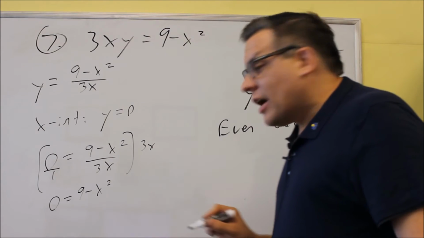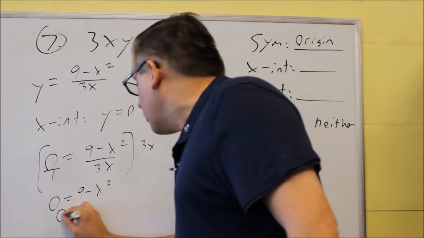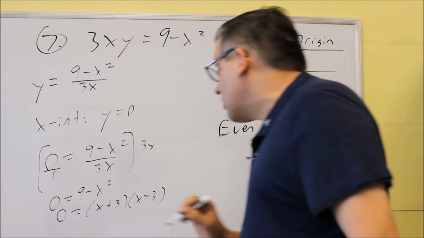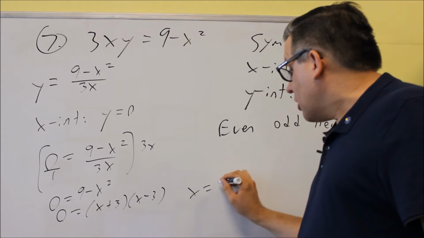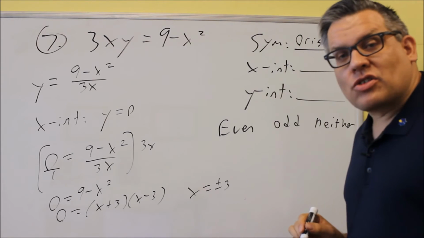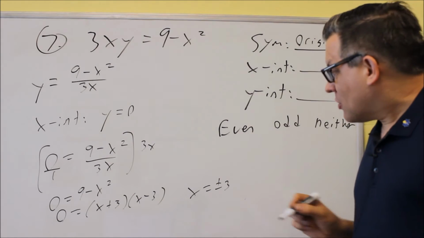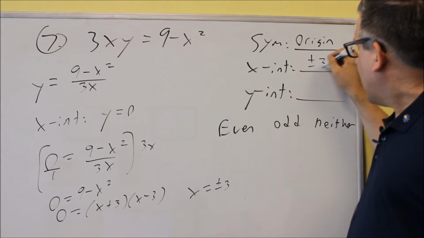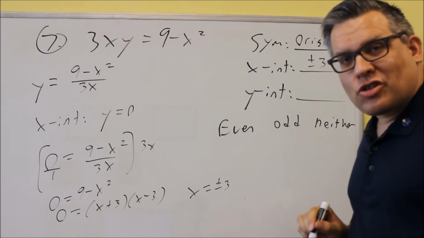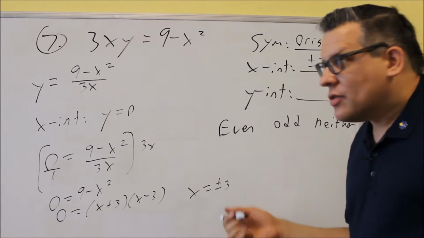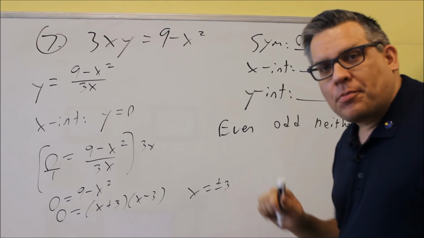So now I'm going to take that, 0 equals 9 minus x squared. We can factor this one, (x plus 3)(x minus 3). And what we end up getting is x is equal to plus or minus 3 when we solve that. So therefore, that's what your x-intercept is going to be, plus or minus 3. So for x-intercept, you're always putting in a 0 for y.